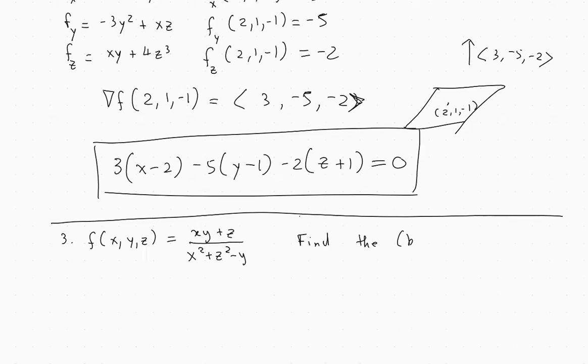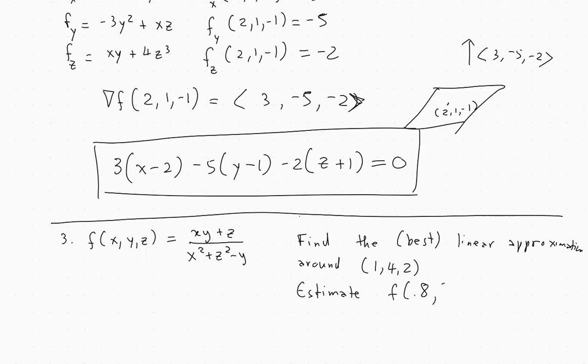It's the first order Taylor polynomial of this function, pretty much, even though in our course we don't do Taylor polynomials. Around, meaning centered, at the point (1, 4, 2). Okay, and then once we have found it, we would like to use it in order to estimate f(0.8, 3.9, 2.1). Okay, let's see how we do this.